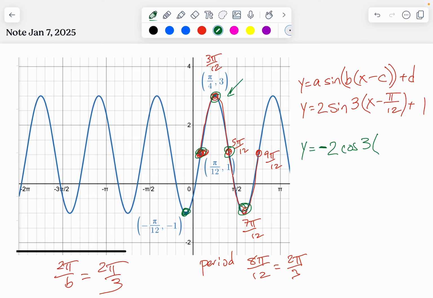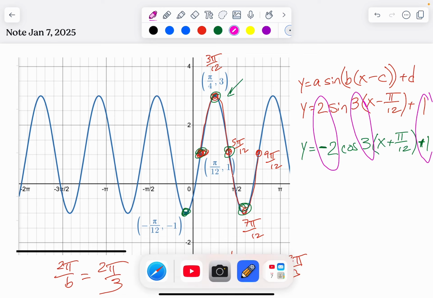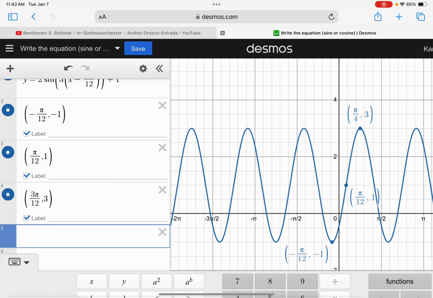Okay, so now what did I do? To get to this particular graph, I shifted to the left, so that becomes plus pi over 12, and then plus 1. Okay, and you'll notice on all of these, what matches? Well, the absolute value of A had better be the same. The B value had better be the same, and my D value had better be the same. What changes is how I'm shifting. So let's see if I can remember that when I come back over to Desmos.